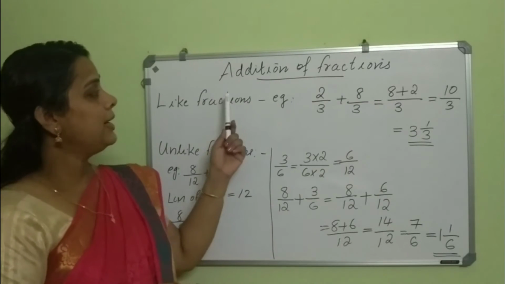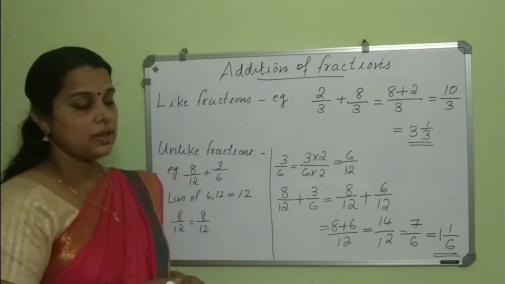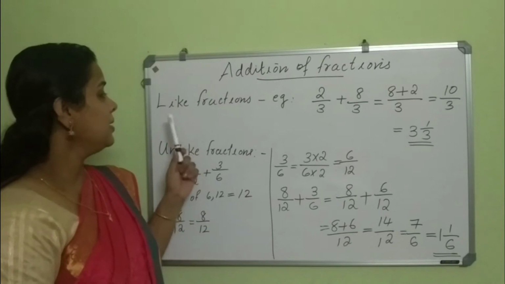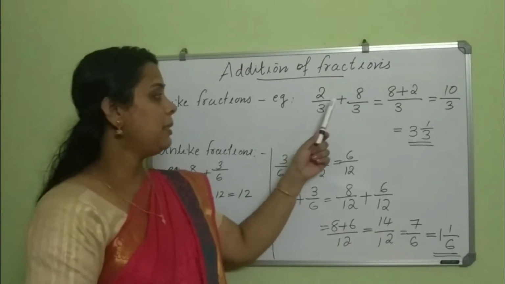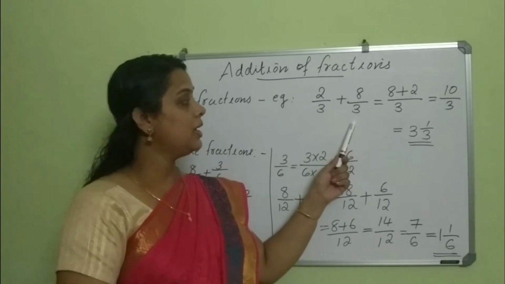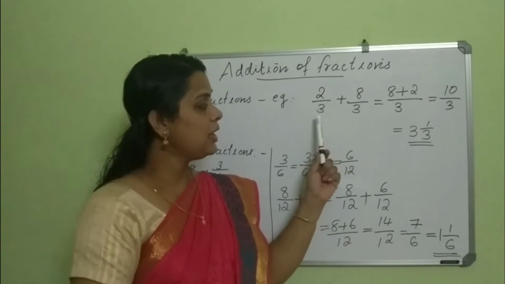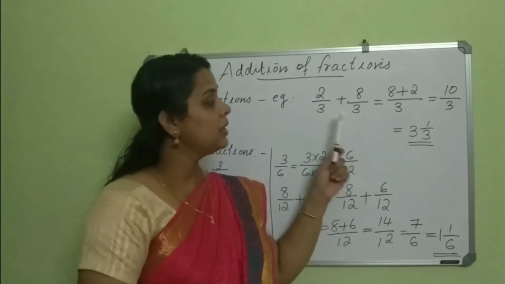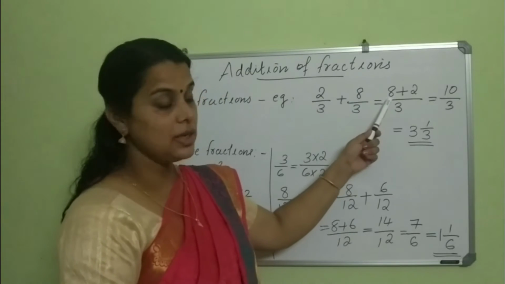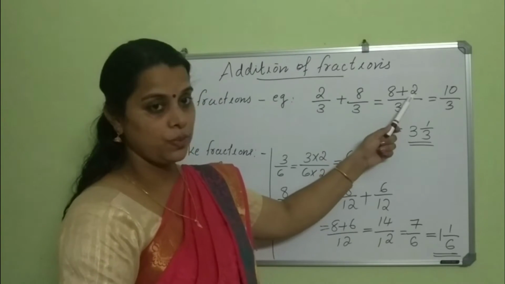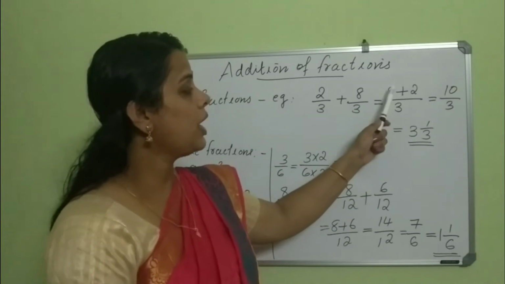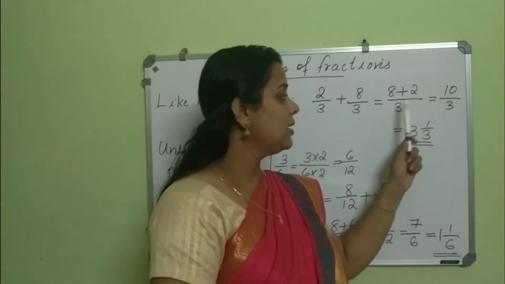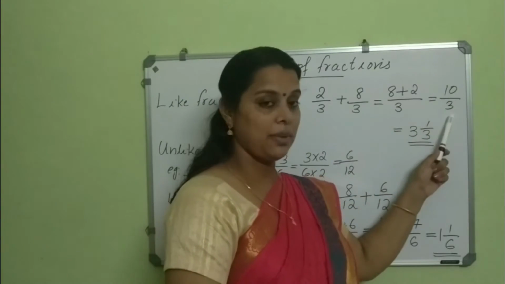Next is addition of fractions. You already learned how to add like fractions. See this example, 2 by 3 plus 8 by 3. Here numerators are different, denominators are same. We just want to add the numerators, that is 8 plus 2. Denominator we can keep it same. So 8 plus 2 is 10. Denominator is same, 10 by 3.